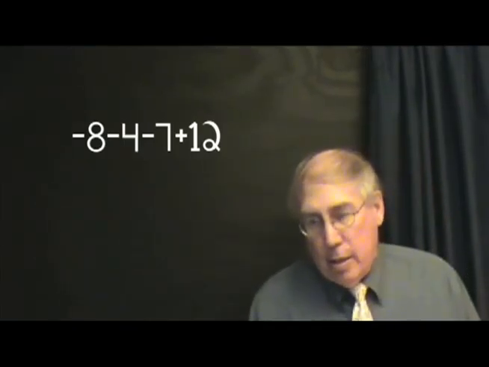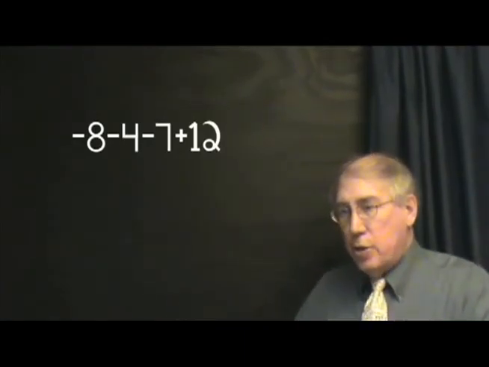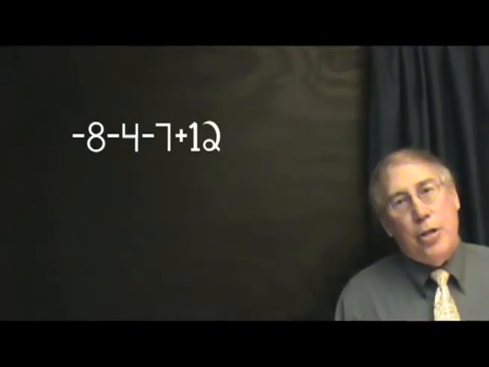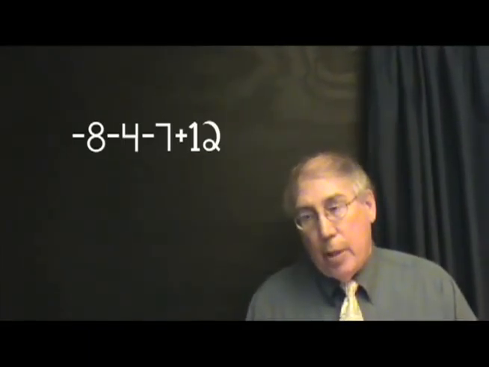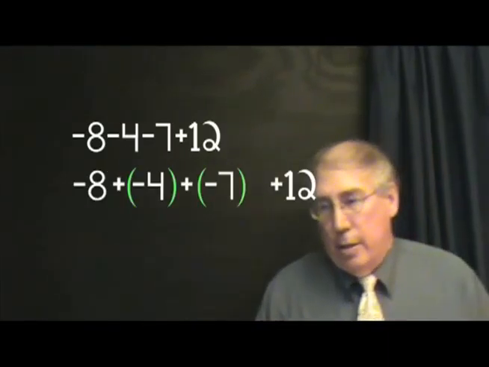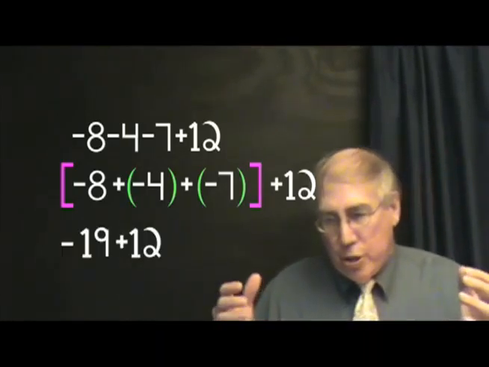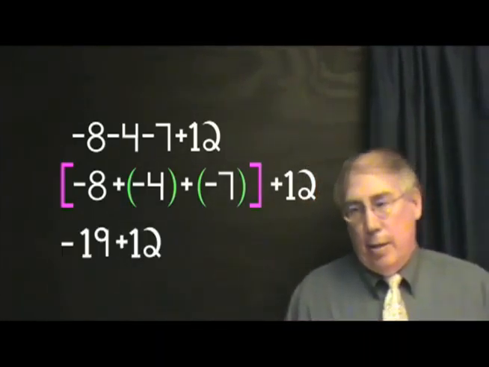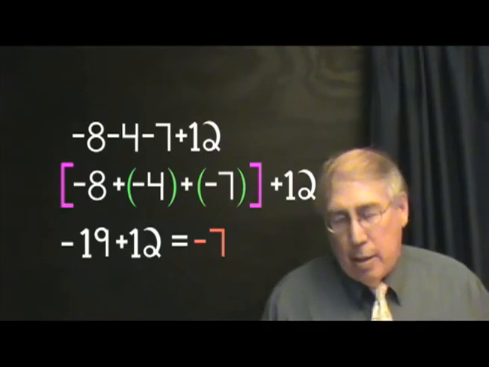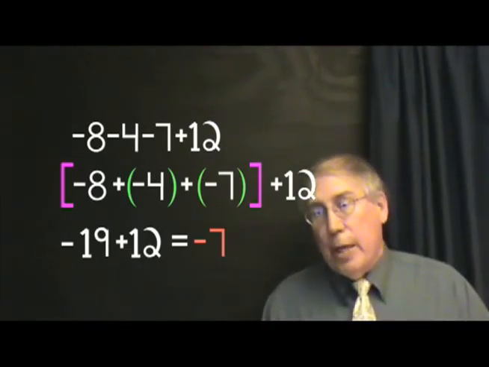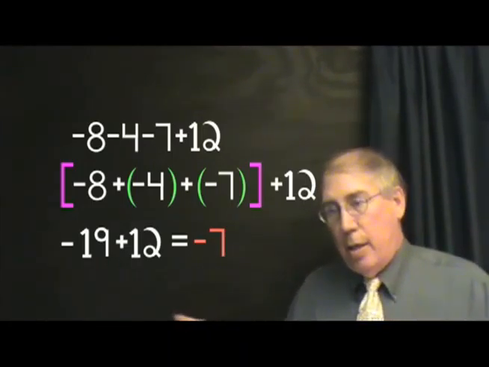Here's a problem. We have 4 integers. So let's rewrite this whole thing and say negative 8 plus a negative 4 plus a negative 7 plus 12. Since those first three numbers are all negatives, we'll just add those together, get negative 19, and we'll have a plus 12. So the signs are different, and we subtract the 12 from 19 and get 7, and put the sign of the negative 19 with it, so negative 7.